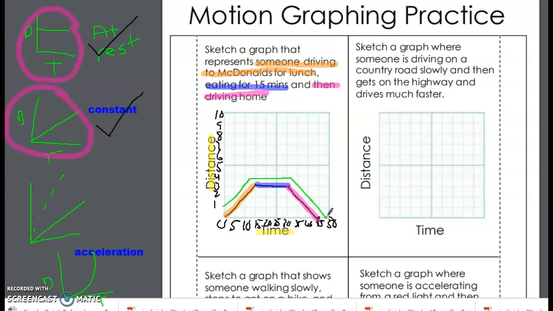And we have to finish the first major test. Well, the second major test, but the first major test with motion graphs. You guys feel good about that?